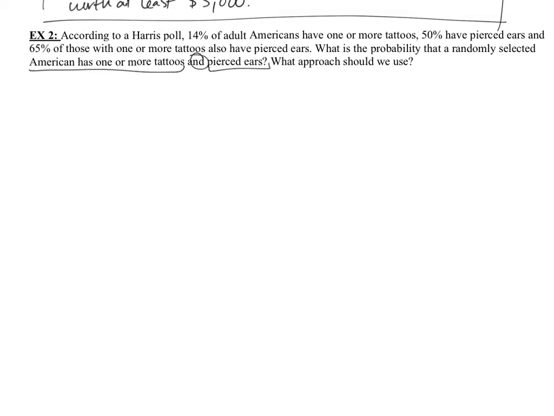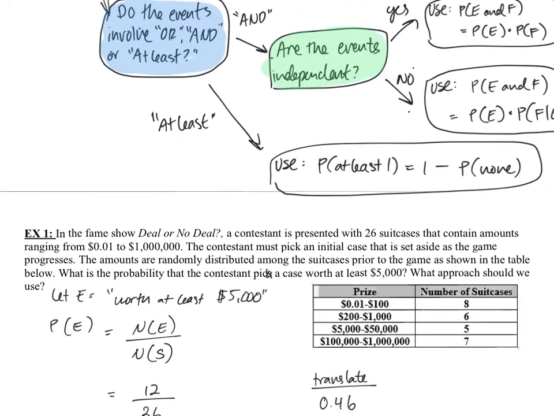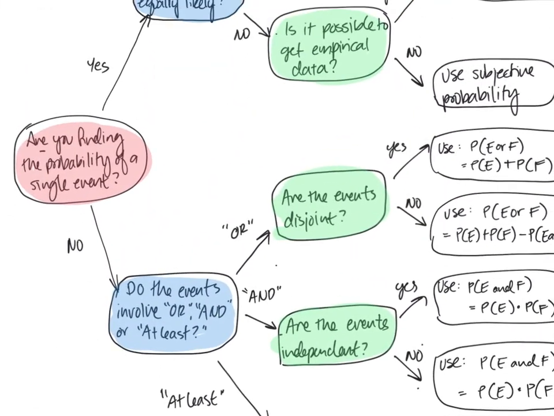So let's look at our flow chart. We are looking at two different events happening: the one or more tattoos, and then the pierced ears. So those are two probabilities. So we're looking in this direction. Then the question is, is this an or, and, or at least? And we're trying to figure out what the probability is of the person having tattoos and pierced ears. So we're looking at and.